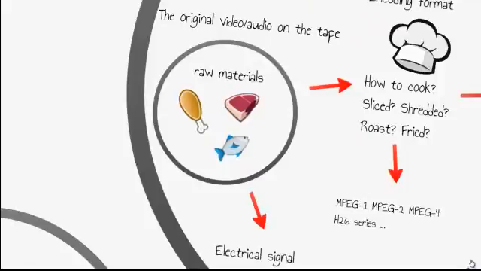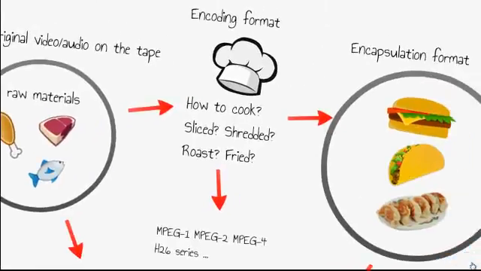The lens and the microphone on the camera capture light and sound, then turn them into electrical signals and record on the tape. The terms that you always hear, like 480 progressive for standard definition, 1080 interlace for high definition, are just like chicken, beef, or fish. Those are all the raw materials. Then the chef needs to do something with the meat, no matter if it is sliced, shredded, roasted, or fried.